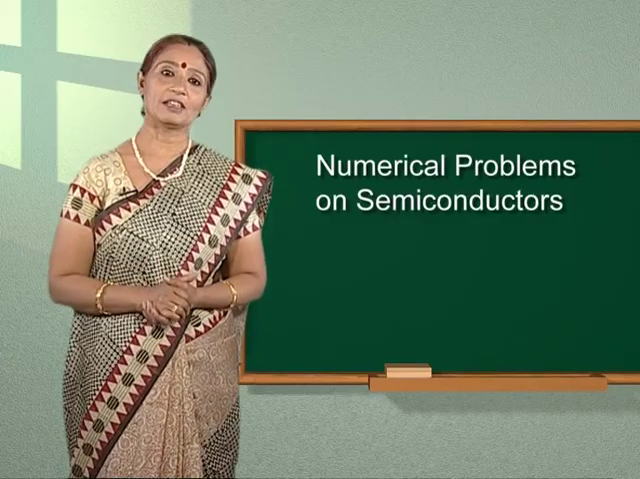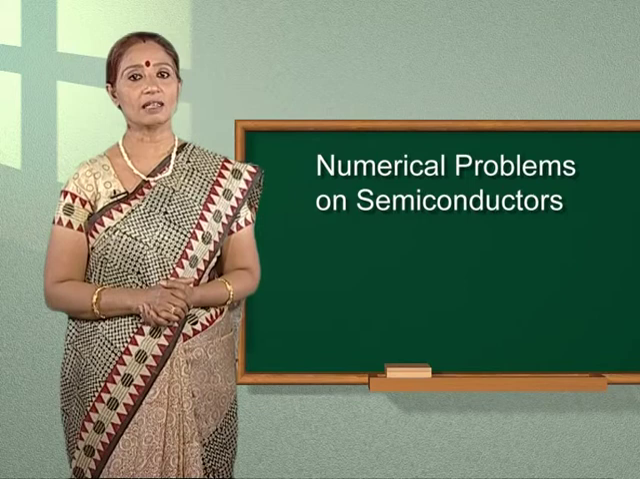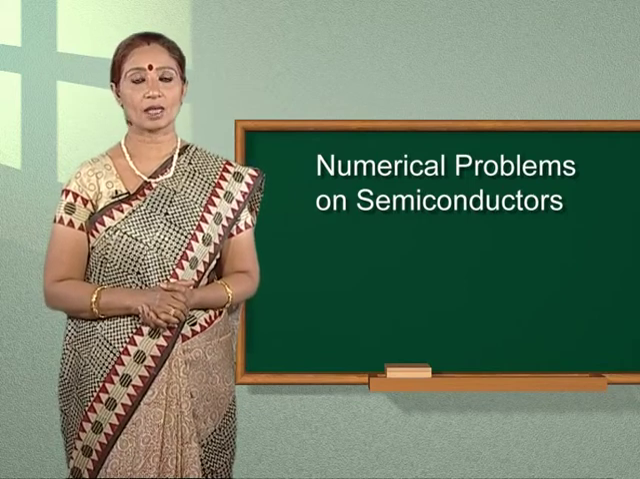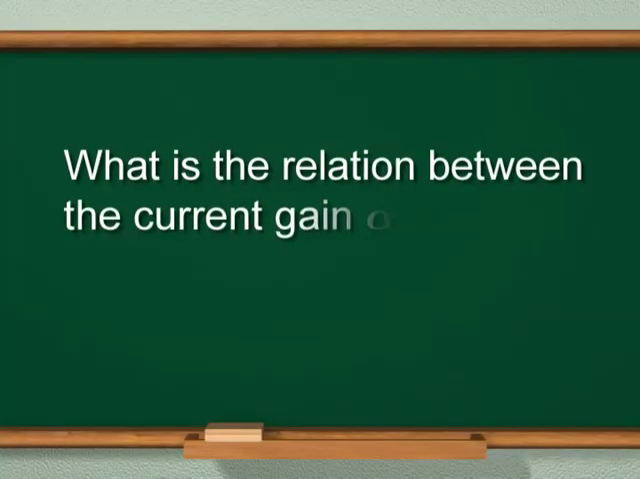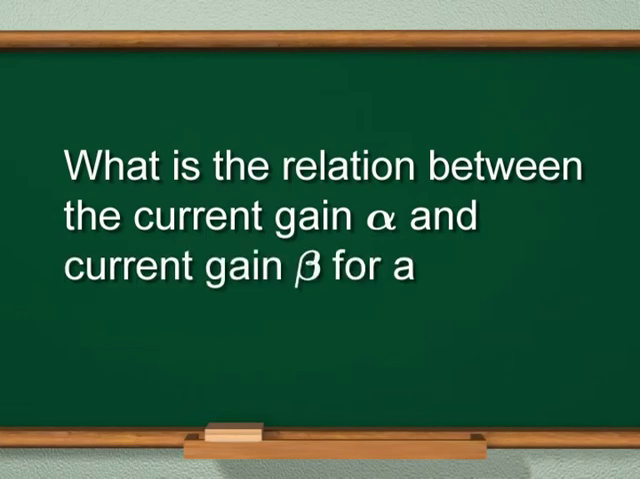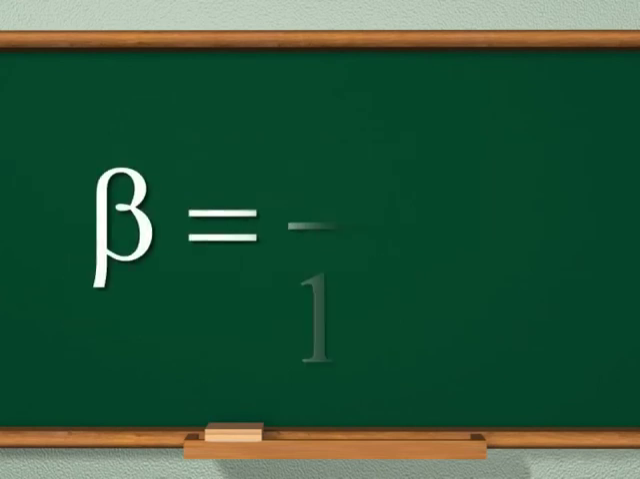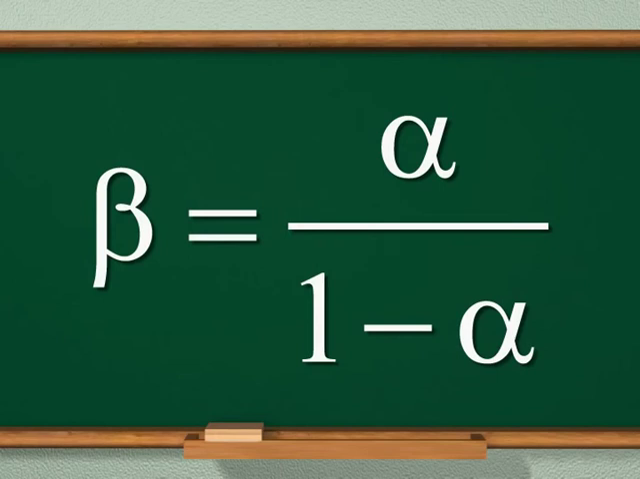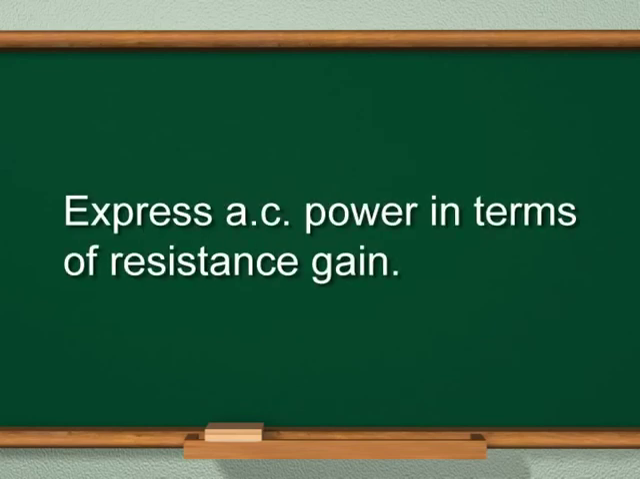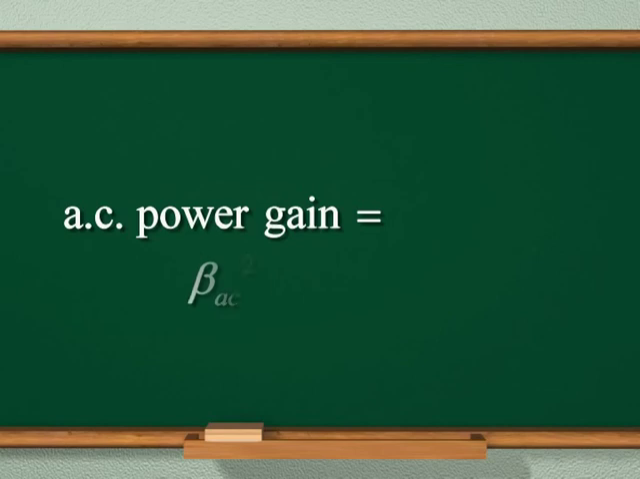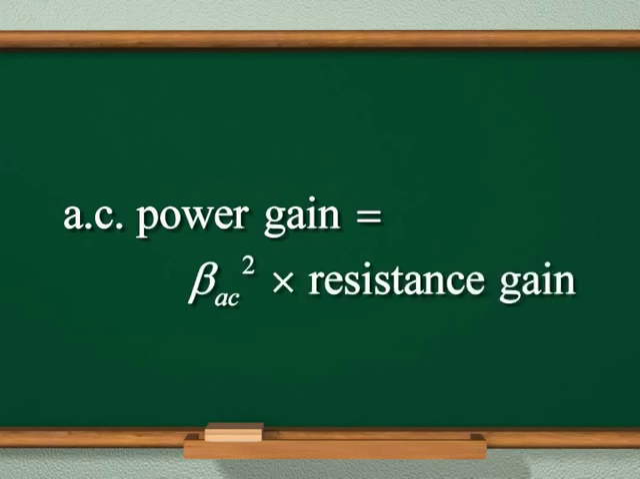And now I believe you all must be ready to answer some of my questions. My first question is, what is the relation between the current gain alpha and current gain beta for a transistor? The required relation is beta is equal to alpha upon 1 minus alpha. The next question is, express AC power in terms of resistance gain. The answer is AC power gain is equal to beta AC square into resistance gain.